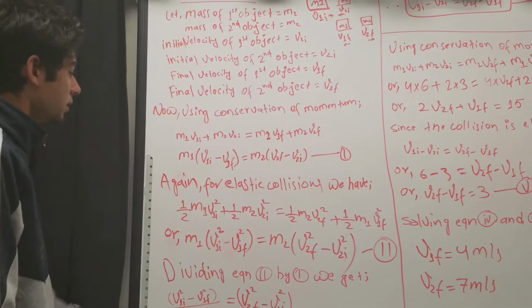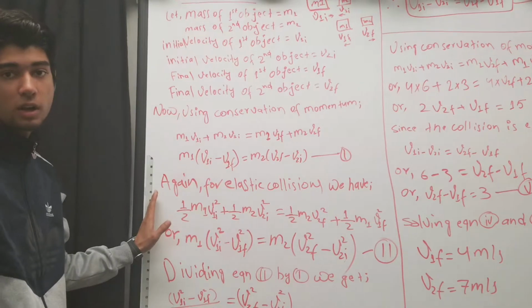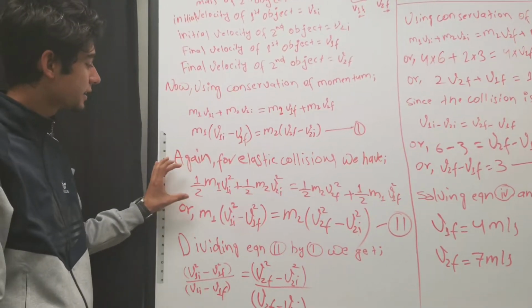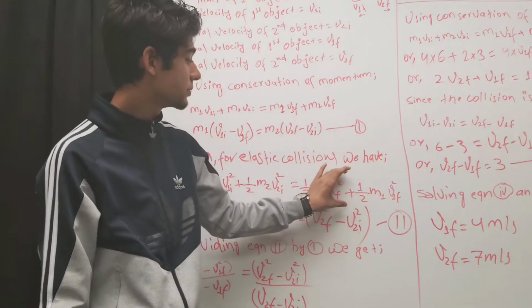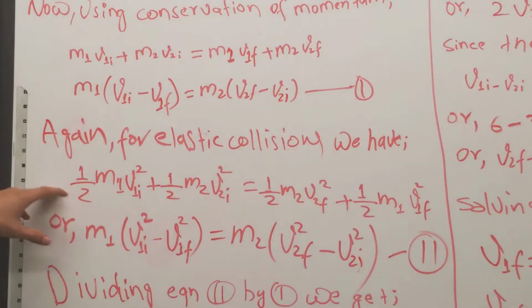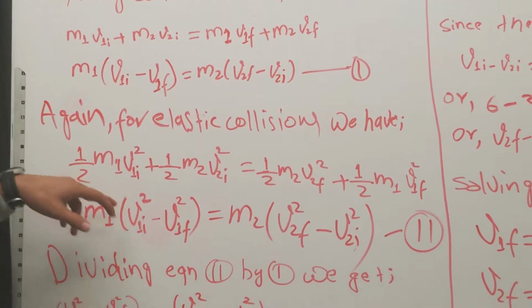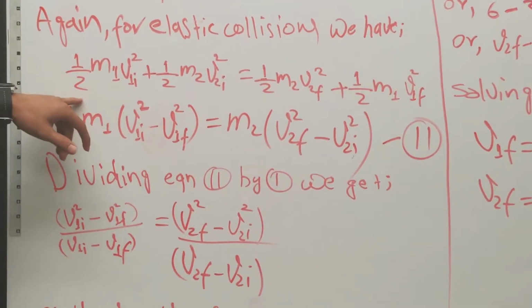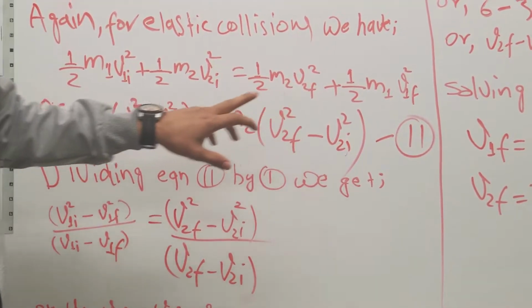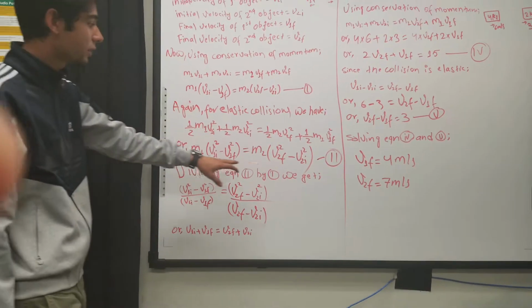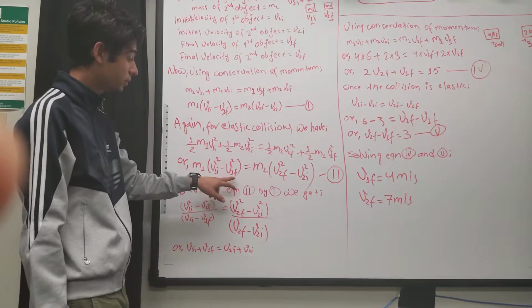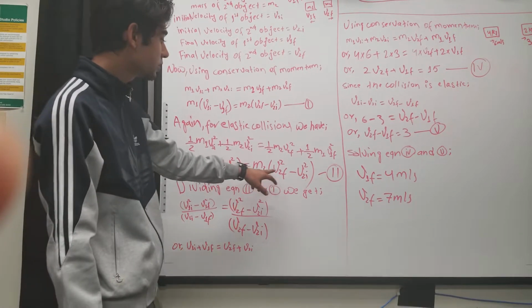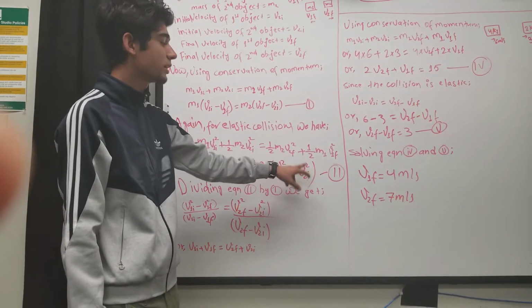Now for an elastic collision, we know that the initial kinetic energy of the system is equal to the final kinetic energy of the system. So we just plug in the formula of the kinetic energy. This is for the initial and this is for the final. And here again we get another equation, m1 (v1i square minus v1f square) equals m2 (v2f square minus v2i square).